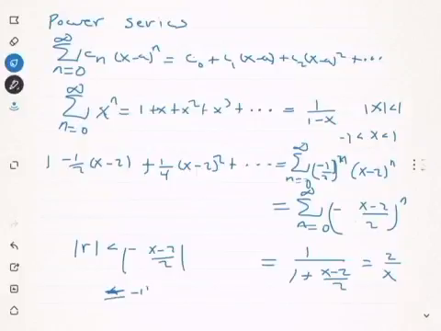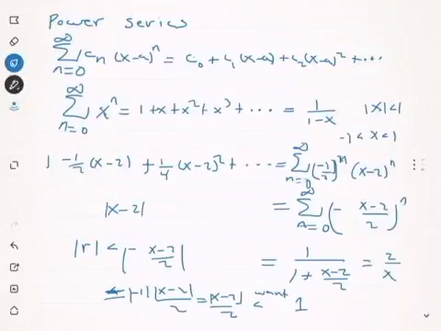so in this case, this is equal to minus 1 times (x minus 2) divided by 2, and in absolute value this is just |x minus 2| divided by 2, and you want that to be less than 1. So that means in this particular case, this series converges to this function whenever |x minus 2| is less than 2, by multiplying this by 2. And that's the same as saying that x minus 2 is between minus 2 and positive 2.